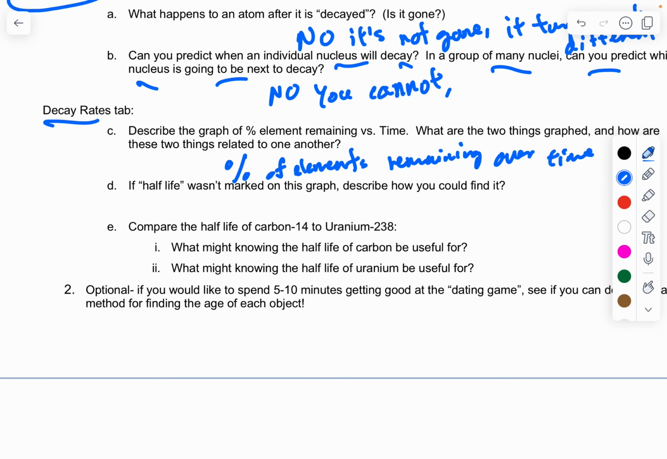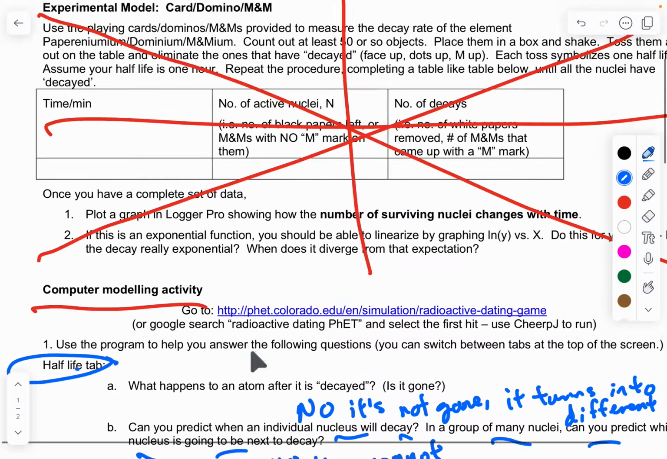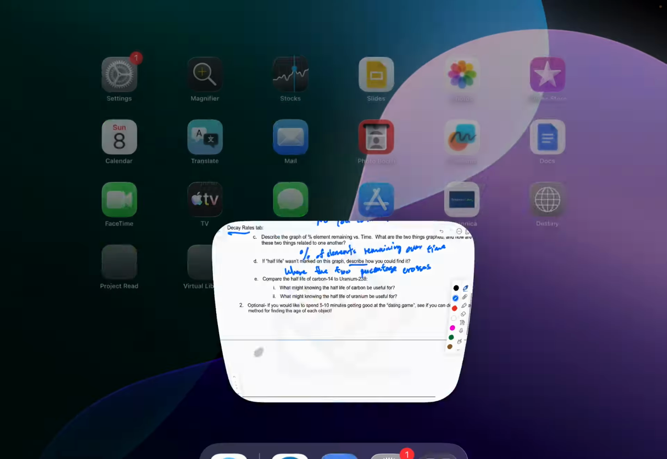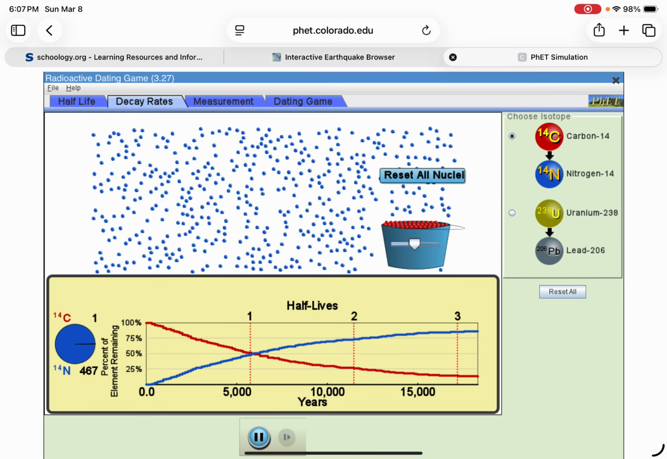And if half-life wasn't marked on the graph, how can you describe where to find it? Where the two percentage lines cross. All right. Does that make sense? I think so. Yep. See where they cross right here? That'd be the half-life.